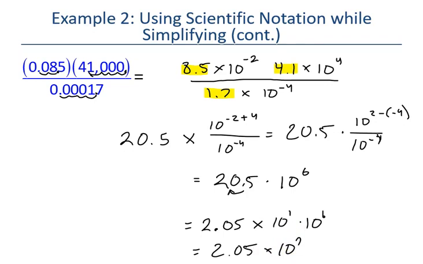Remember, this A basically has to be between 1 and 9. It can be like 9.99 if you wanted it to. It just has to be less than, but not equal to 10. So let's do one more.